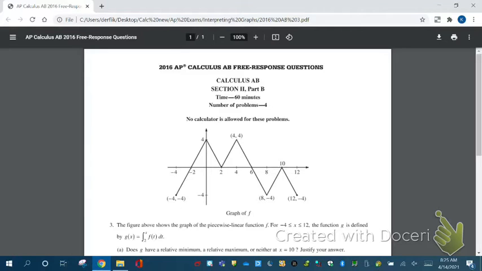Hey guys, welcome back. Today we're going to do FRQs that have graphs like this, and I'm going to give you a couple of hints, okay?